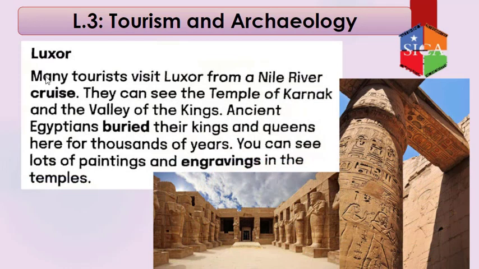Luxor. Many tourists visit Luxor from a Nile River cruise, and we know that cruise is a trip with a boat in the Nile. They can see the temple of Karnak and the Valley of the Kings. Ancient Egyptians buried their kings and queens here for thousands of years. You can see lots of paintings and engravings in the temples. These are the engravings, the symbols that are carved in the temples.